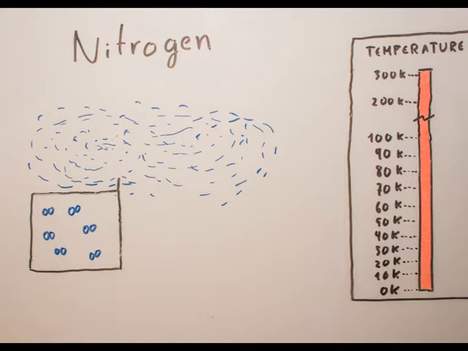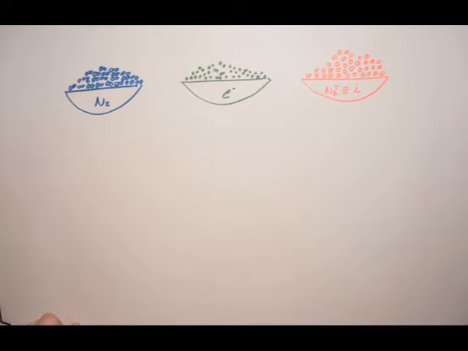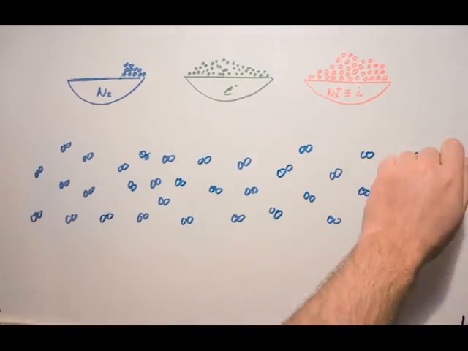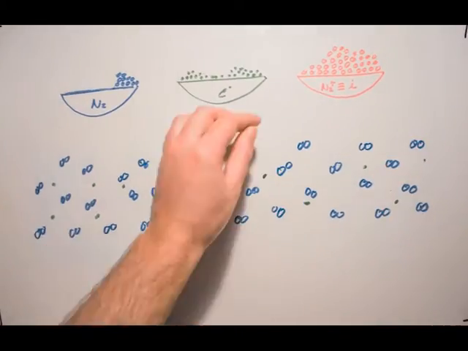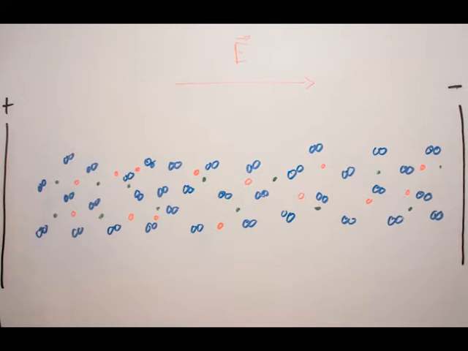Molecules will now have so much energy that some of them can no longer hold their electrons, and as such, they will ionize, producing electrons and ions. Let's study this system in a greater detail. So you have mostly molecular nitrogen, a bit of electrons, and a bit of positive ions. If we apply an electric field, we will give energy mostly to electrons.